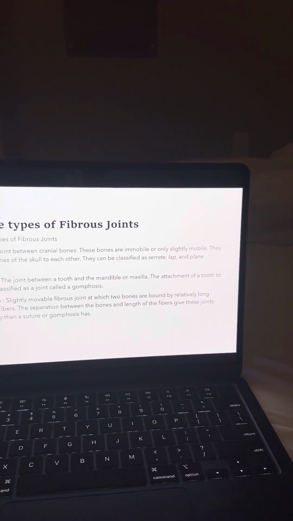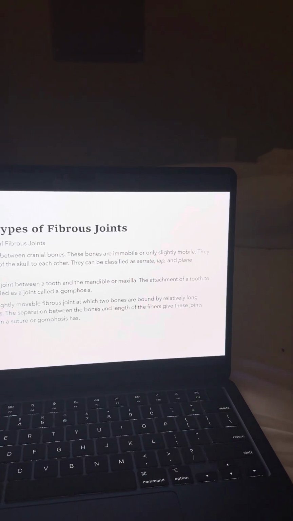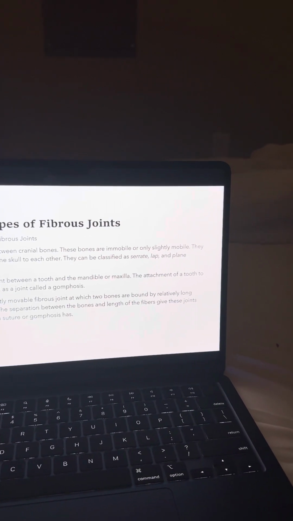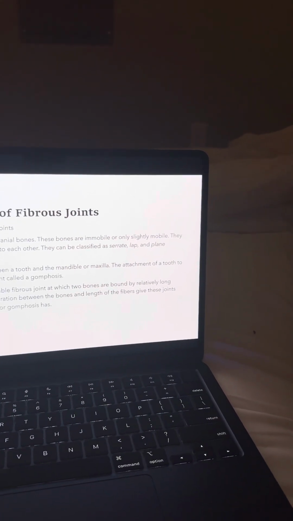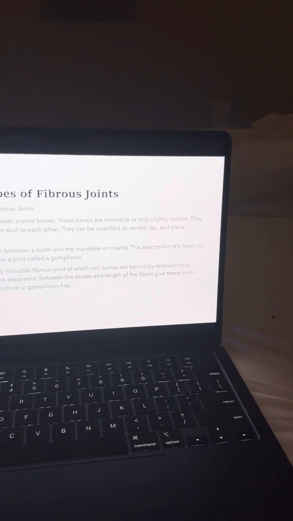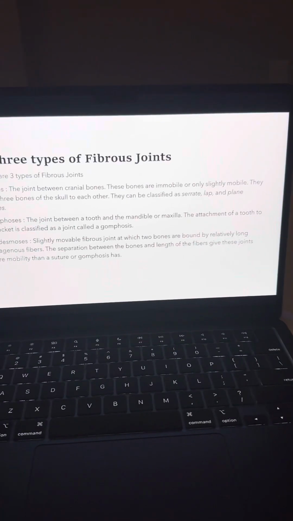They bind the bones of the skull to each other, and they could be classified as serrate, lap, and plane sutures. Gomphosis are the joint between a tooth and the mandible or maxilla. Another example of this would be the attachment of a tooth to its socket.